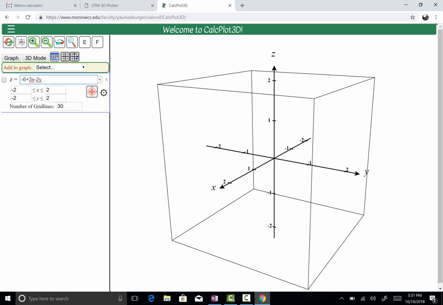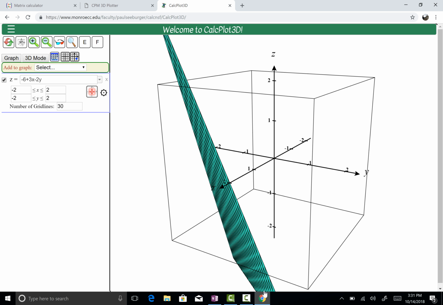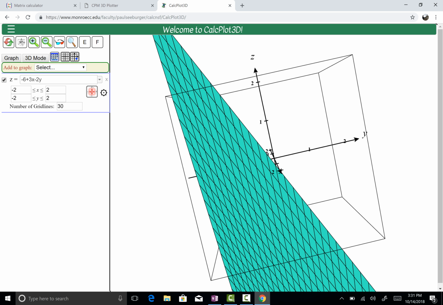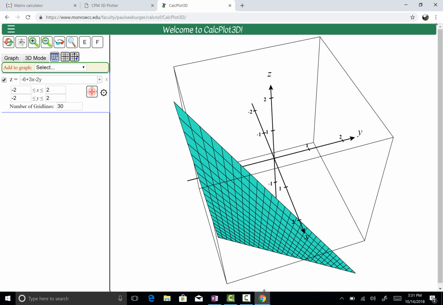All right, so that's in there. I'm going to add to the graph here. I'm going to graph it. There it is. You can see this one's probably a little different to use. Now I'm going to select another function.